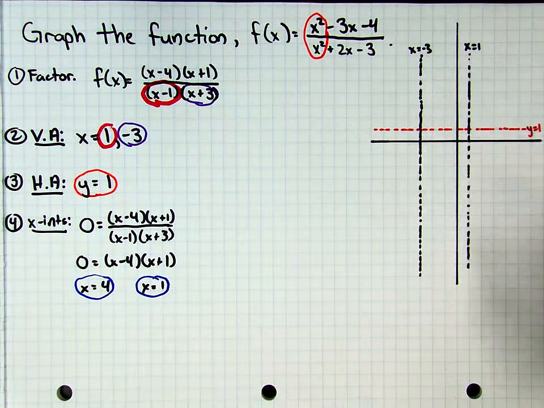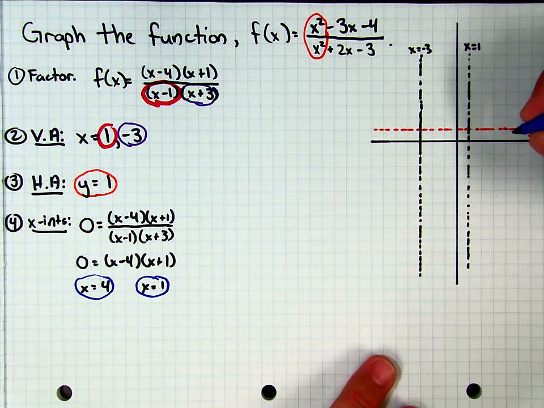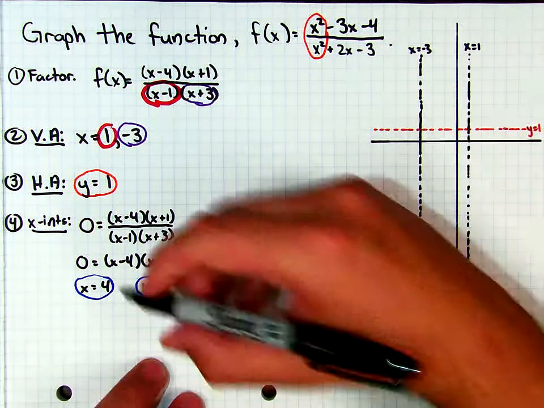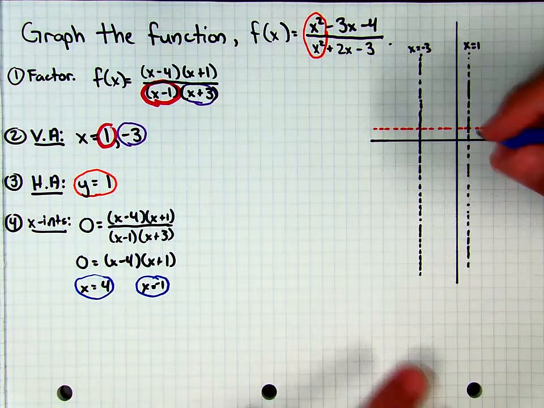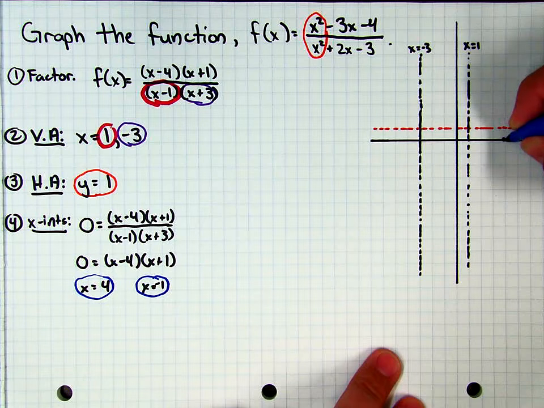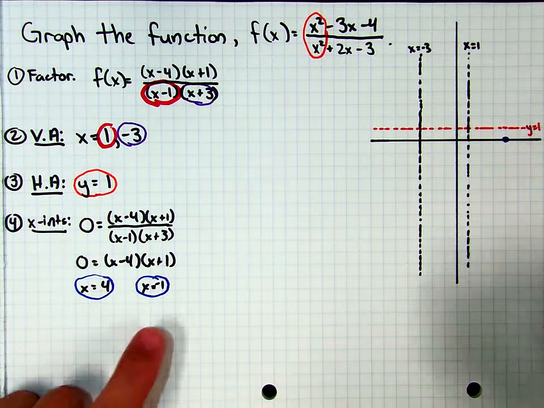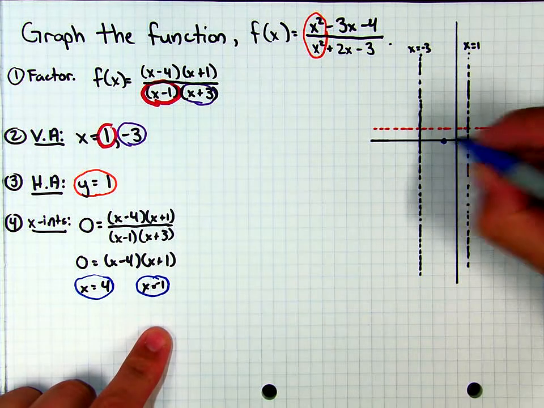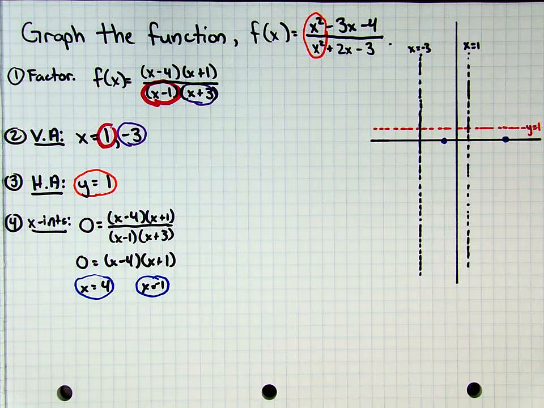Which I will now plot. So x equals 4, negative 1 here. x equals 4: 1, 2, 3, 4, and x equals negative 1 there. Okay, so that's step 4, x-intercepts.